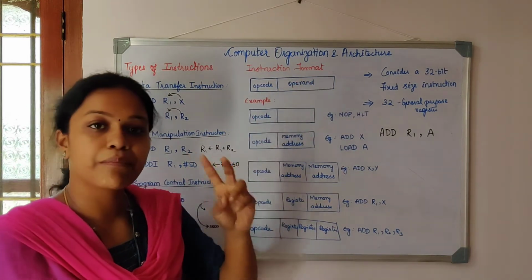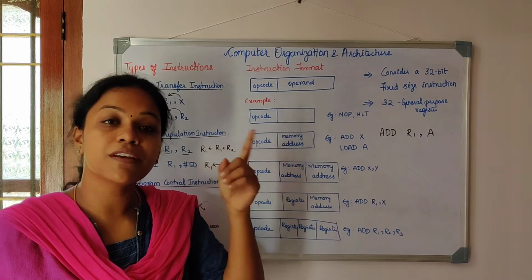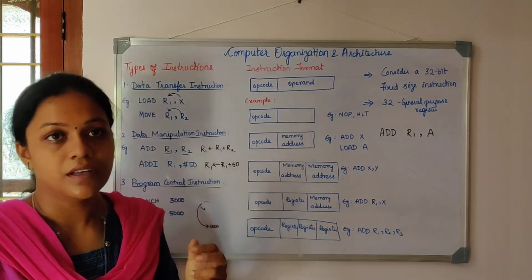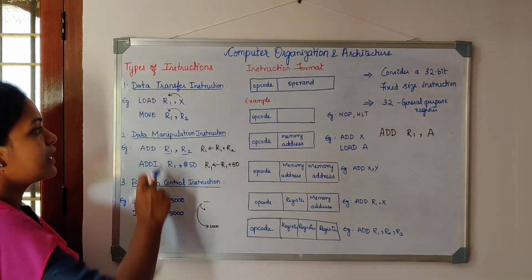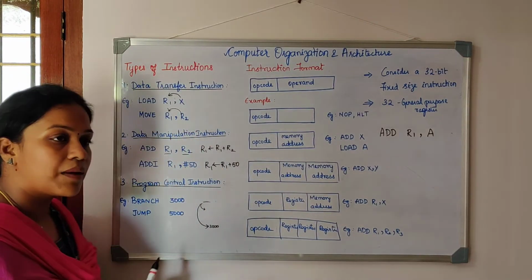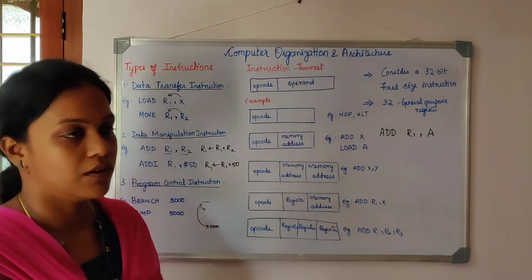So an operand can be a source operand. There should be a source operand and a destination operand. If you see in the example, the source operand can be of 3 options.